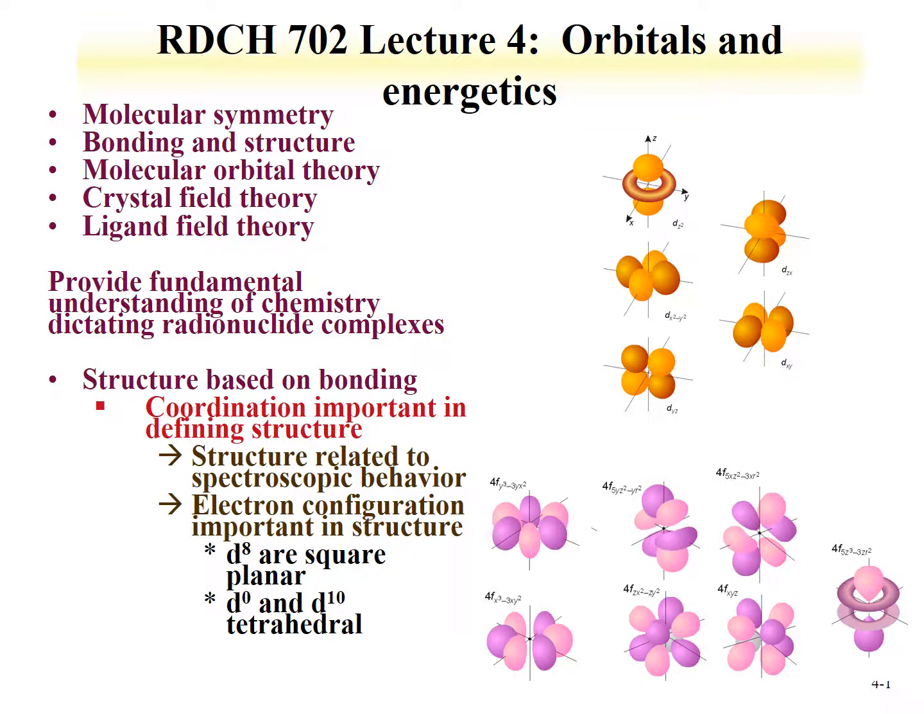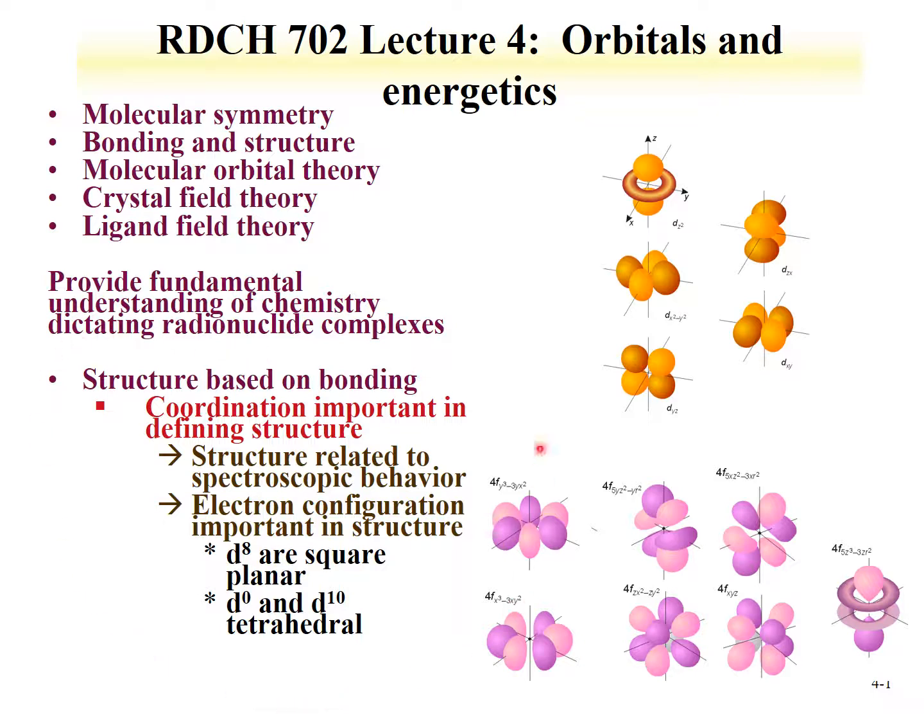This is lecture 4 for Radiochemistry 702. This lecture is on orbitals and energetics. The lecture will discuss molecular symmetry, the relationship between bonding and structure, and then go over some theories that describe metal-ligand interactions. The goal of this lecture is to provide a fundamental understanding of the chemistry dictating complexes, particularly radionuclide complexes.